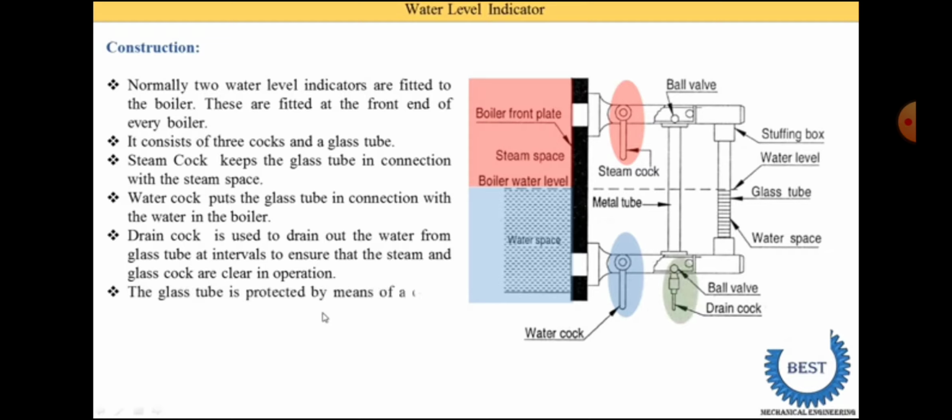Next point, the glass tube is protected by means of a cover and is made of specially tough glass. So this glass tube is also provided with a cover so that it is not damaged, and it is made from specially tough glass, so it is not easily breakable.